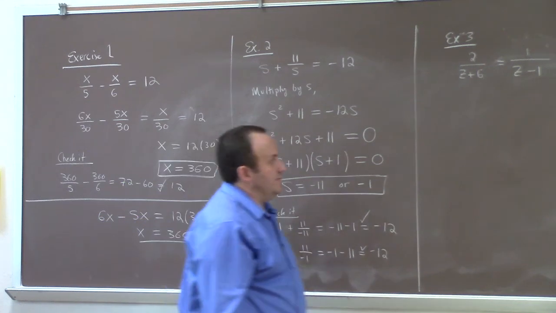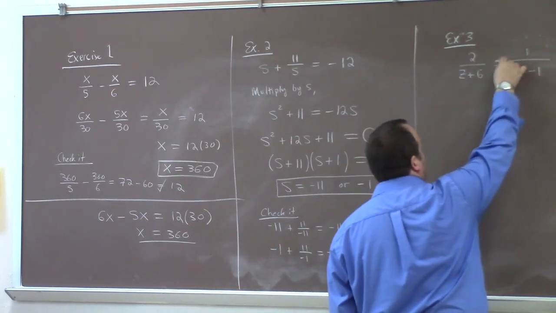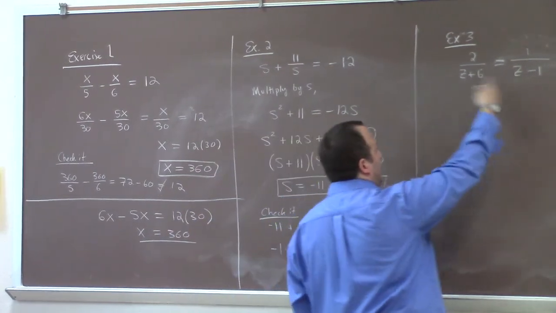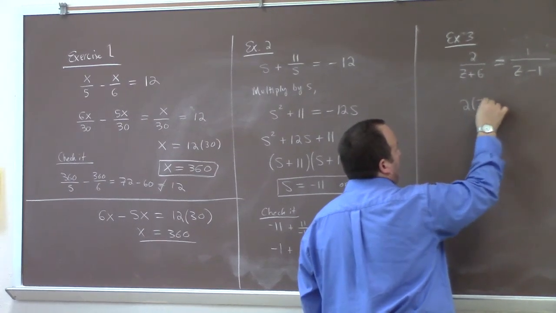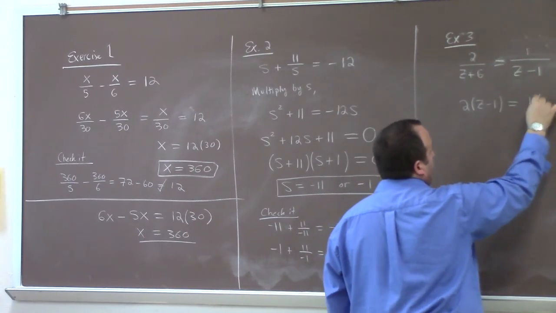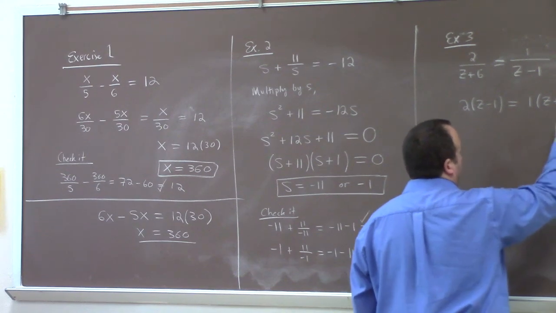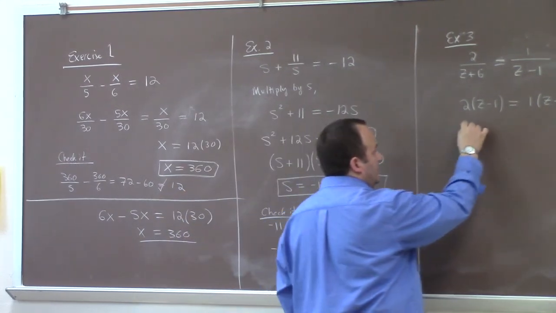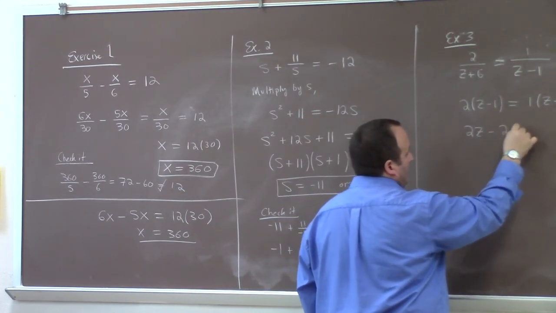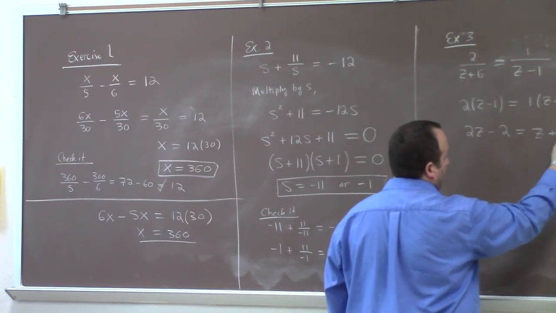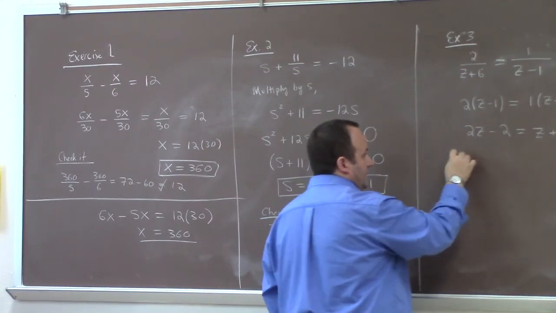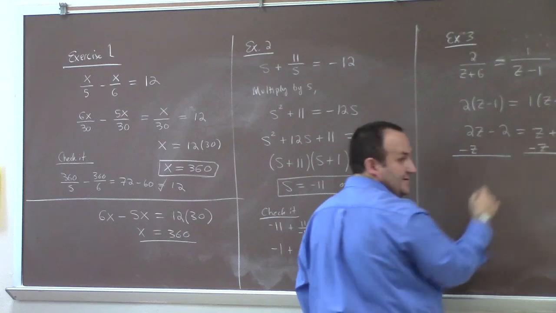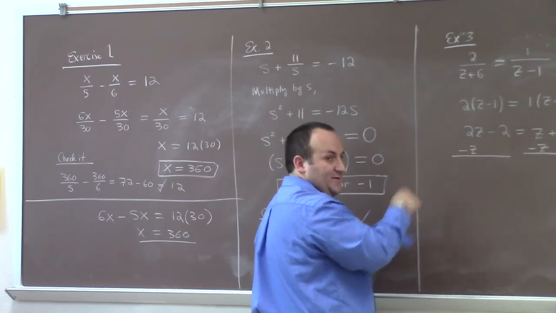How about this one? What are you guys going to do? What did you do? Usually students tell me to cross multiply. So cross multiply gives me 2 times z minus 1 equals 1 times z plus 6. And of course, this gives me, distributing, 2z minus 2 equals z plus 6. And I'll subtract vertically. See? I did the vertical subtraction.